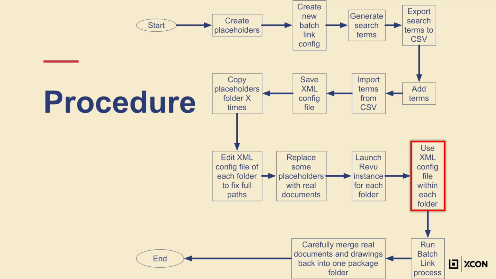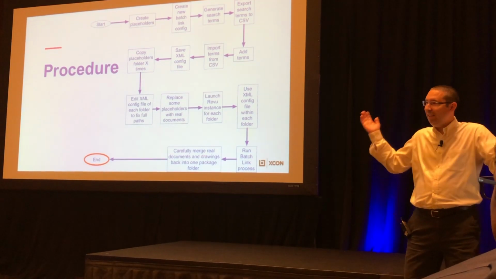When you start the batch link process, you can open a configuration file. Make sure you get the file for that folder. Otherwise, you're going to have that file locking problem. And then you run it. And when you're done, you have to carefully merge all the real drawings back together into one folder set. And that's it. Easy, right?